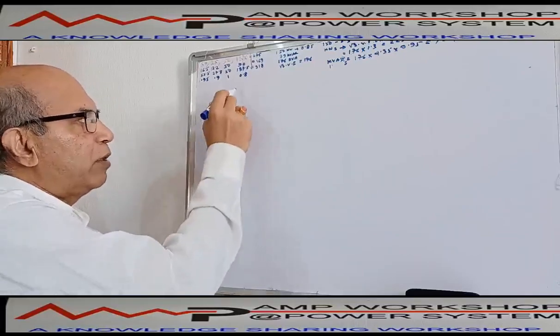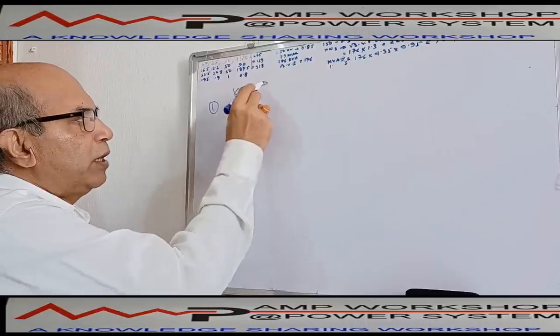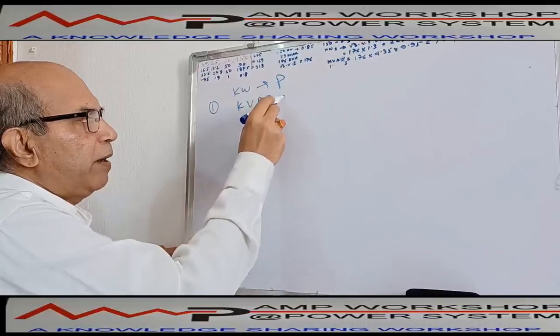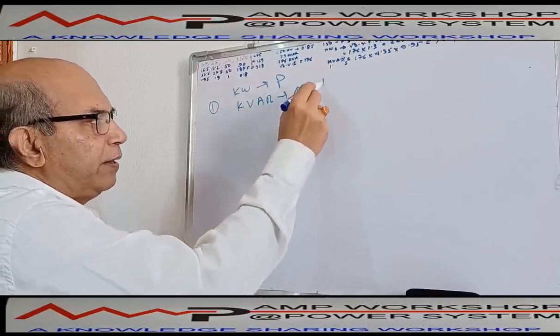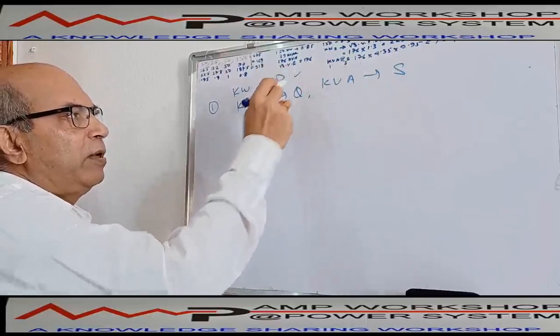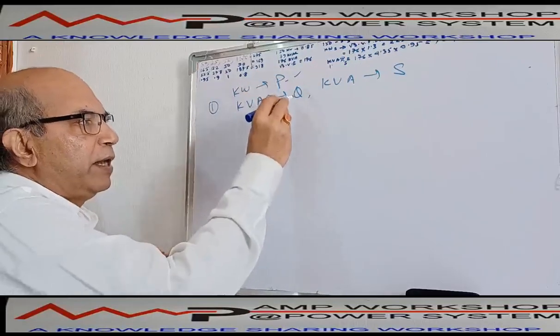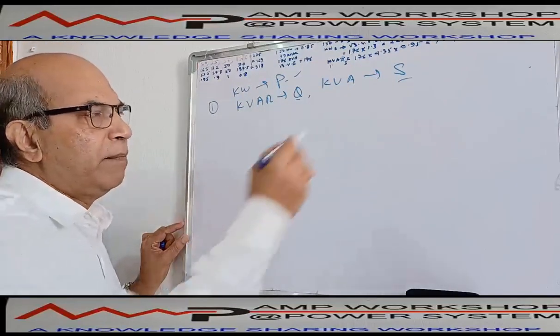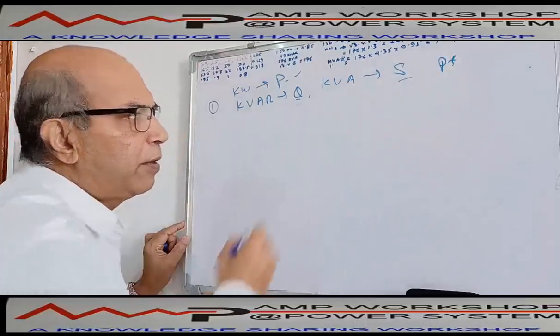Suppose our kilowatt load we denote by P, kVAr or reactive load we denote by Q, and kVA we denote by S. These are the three symbols we'll be using. Active power we'll denote by P, reactive power by Q, and kVA or apparent power by S. Power factor is PF. This is our symbol.